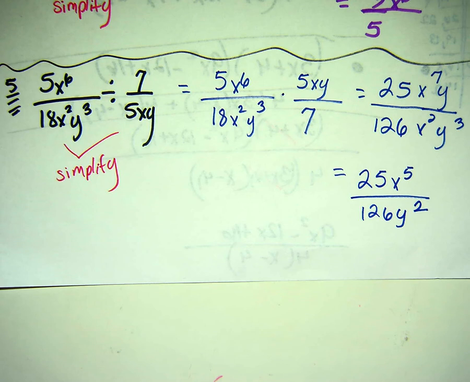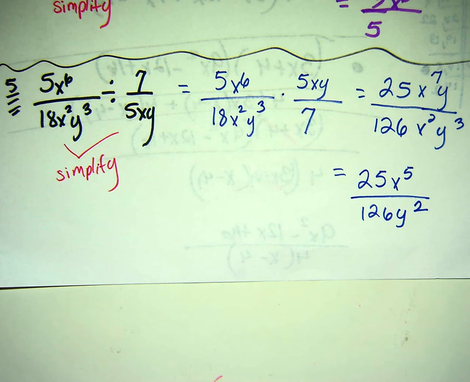Now we're going to multiply across. 5 times 5 is 25. Add your exponent, so you got 6 and 1 here, so that gives you the 7. Bring over your y. 18 times 7 is 126. Let's bring over your x squared and your y cubed.